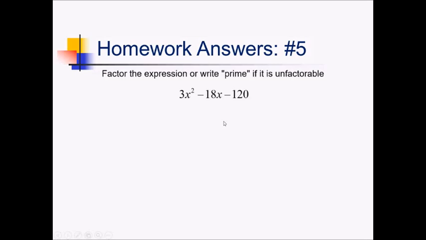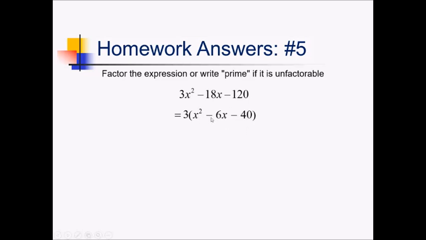For this problem, we're trying to factor this trinomial. So let's first check to see if there's a common factor that we can take out since we don't have an a value of 1 right away. So it looks like 3, 18, and 120 are all divisible by 3. So if I factor a 3 out of that, I've got x squared minus 6x, and then 120 divided by 3 is 40, so minus 40.